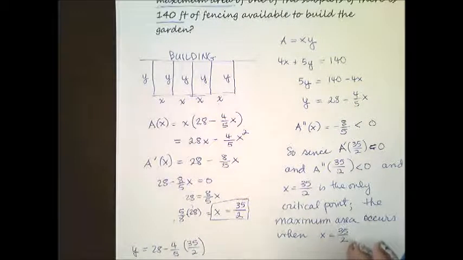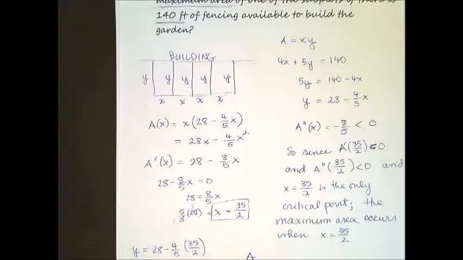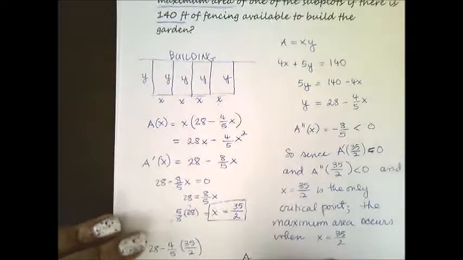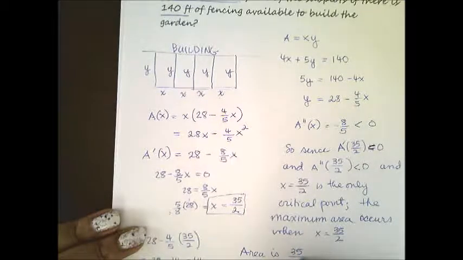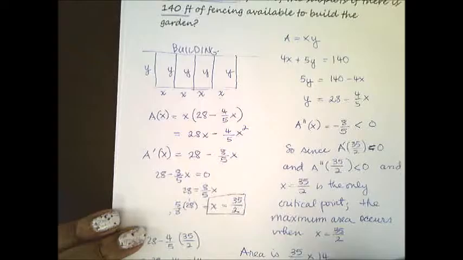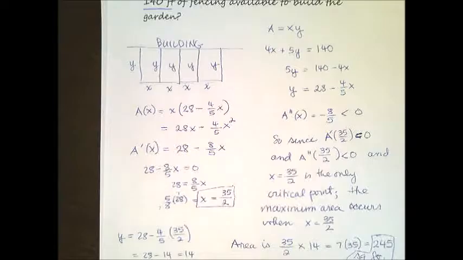So the max area is 35 halves times 14, which is 7 times 35, which is 245 square feet. That's going to be my last example.